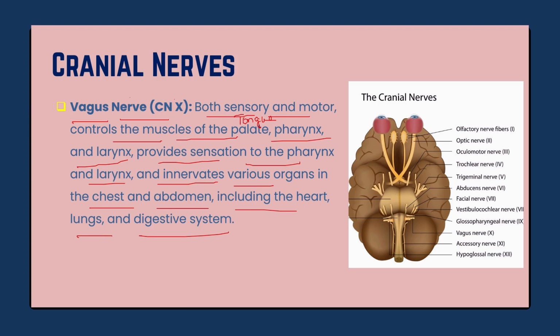Okay, so vagus nerve, it's not restricted to your neck. It also goes to your abdomen, chest, heart, lungs, and digestive system, because of which we call the vagus nerve the wanderer, or also the rebellious nerve of the cranial nervous system.